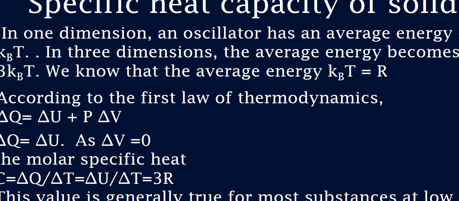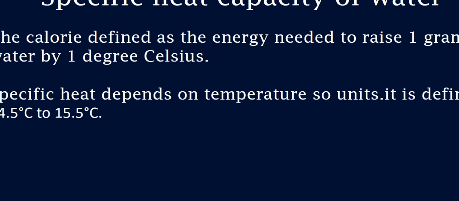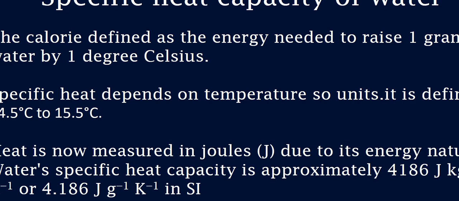Specific heat capacity of water. The calorie was originally used to measure heat, defined as the energy needed to raise 1 gram of water by 1 degree Celsius. However, further study revealed slight variation in water's specific heat with temperature. To improve accuracy, the calorie is now defined as the energy needed to raise 1 gram of water from 14.5 degrees Celsius to 15.5 degrees Celsius. Heat is now measured in joules due to its energy nature.